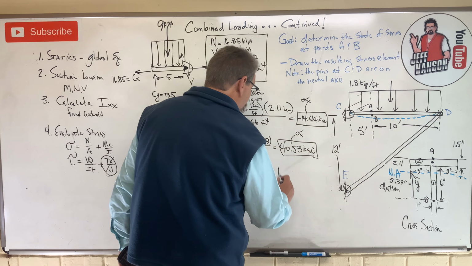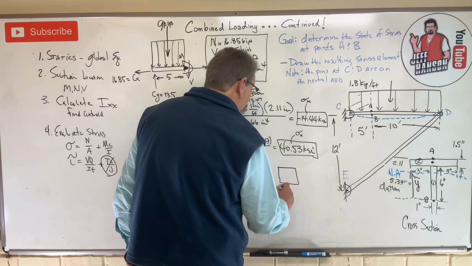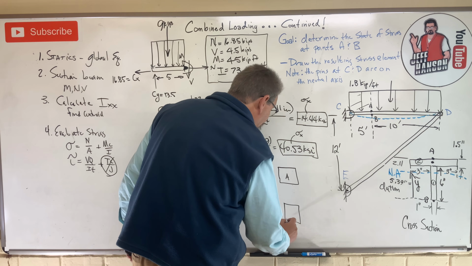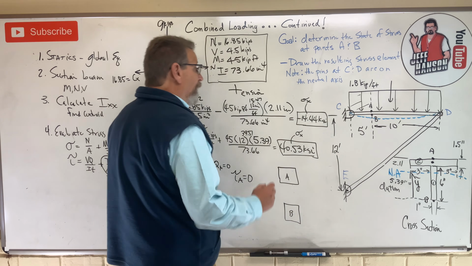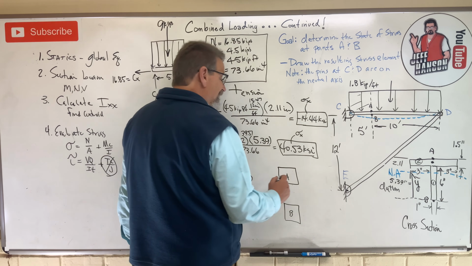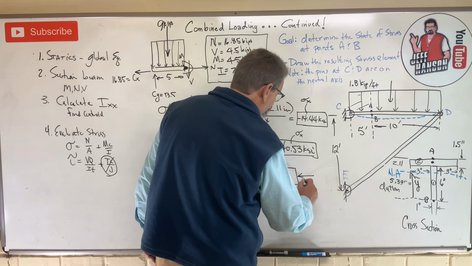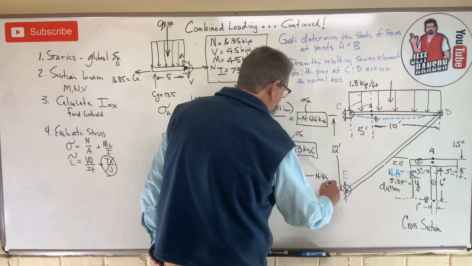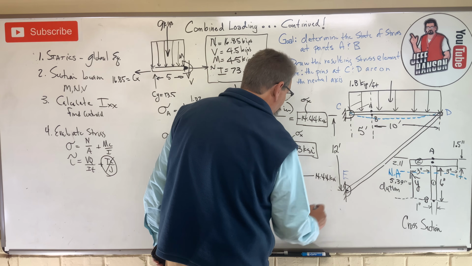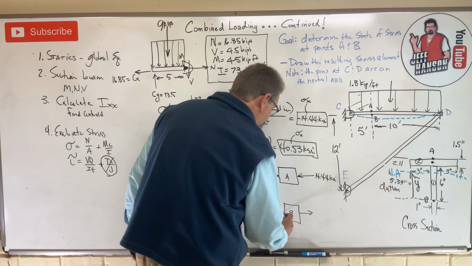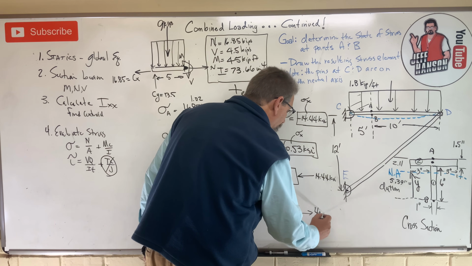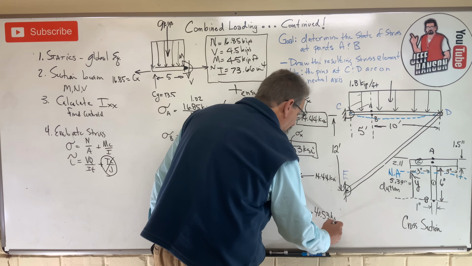So the stress elements, what are they going to look like? Here's stress for point A. Here's the stress element of point B. Okay? Point A was what? Negative. What does that mean? He's in compression. 14.44 KSI. This guy in tension. Positive answer. 40.53 KSI.